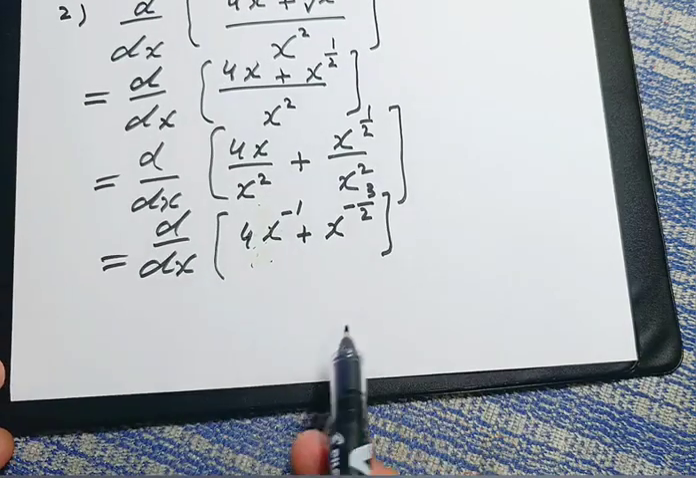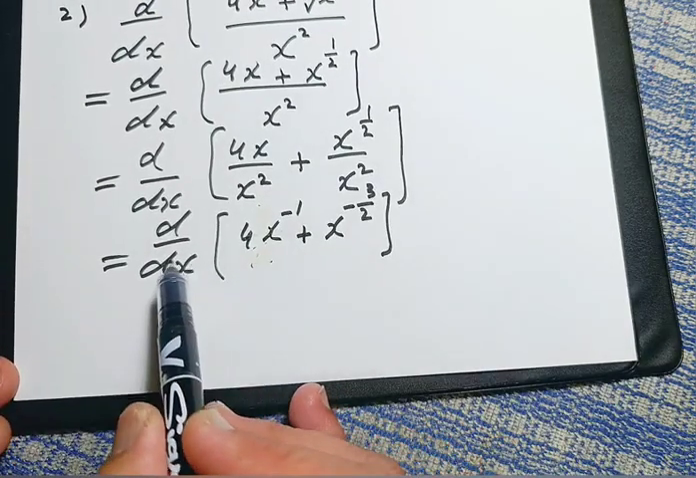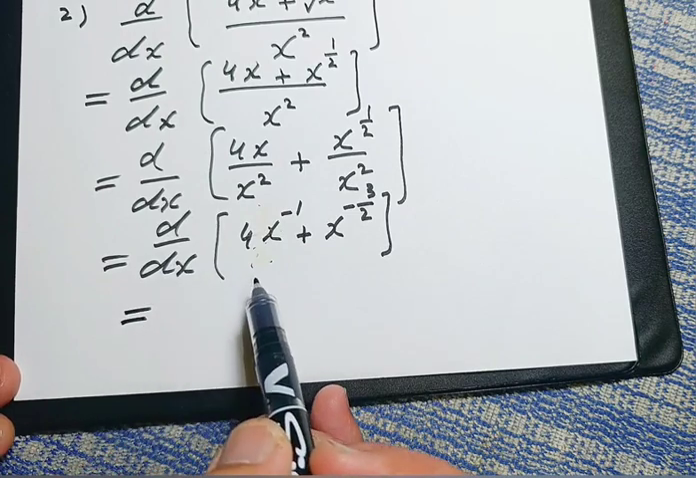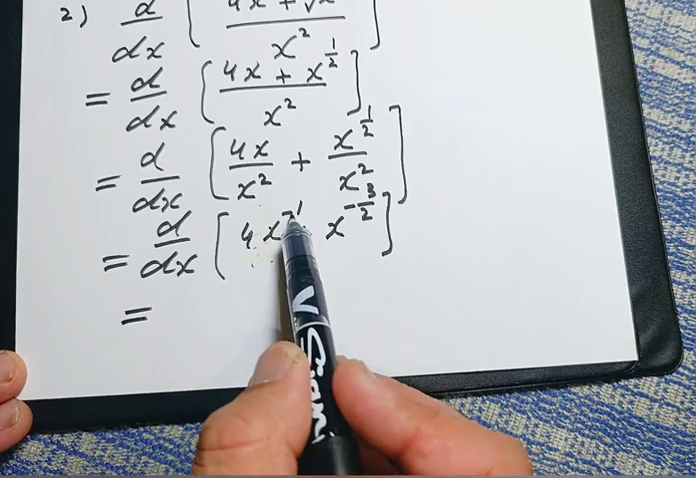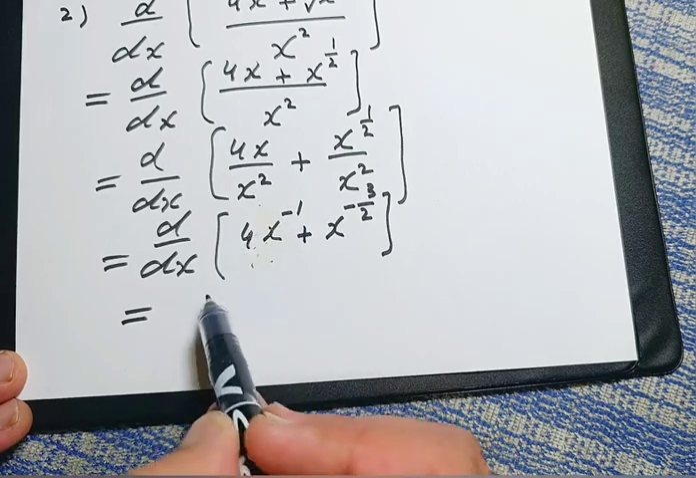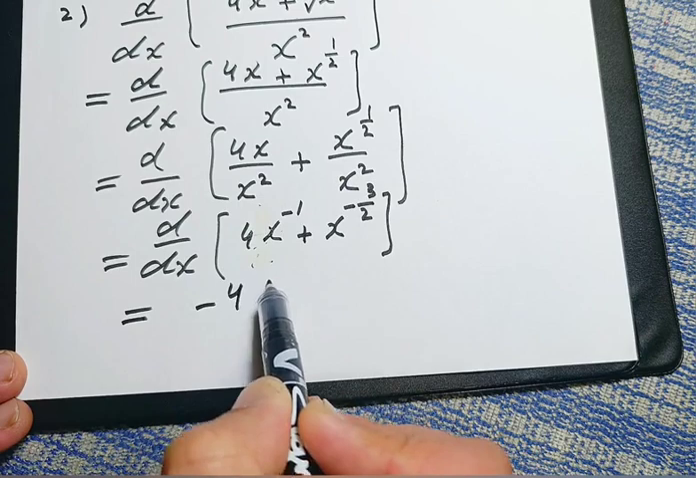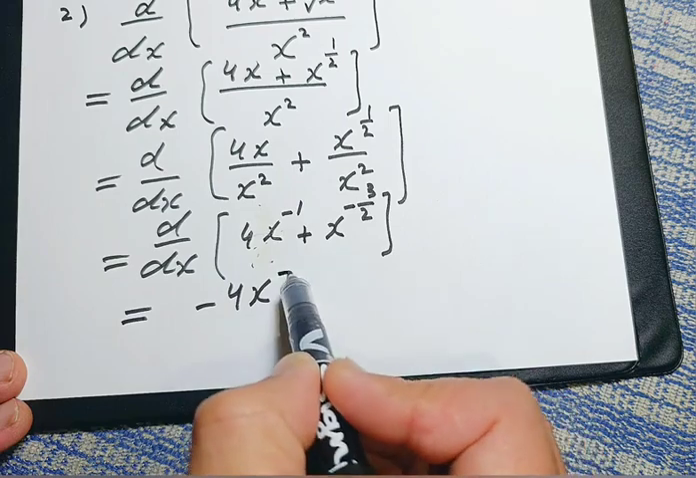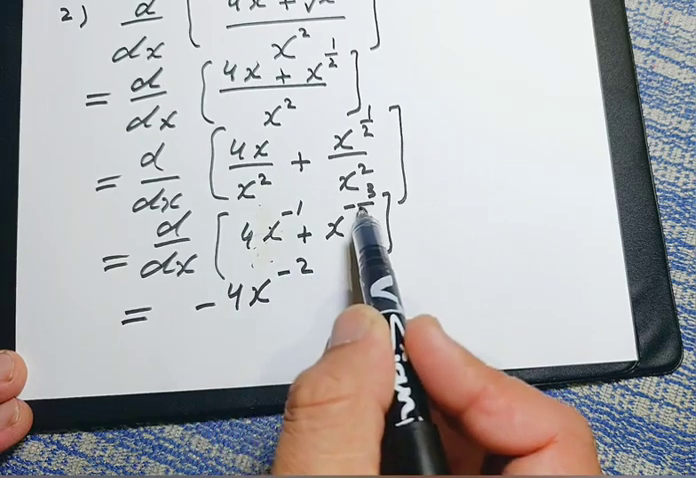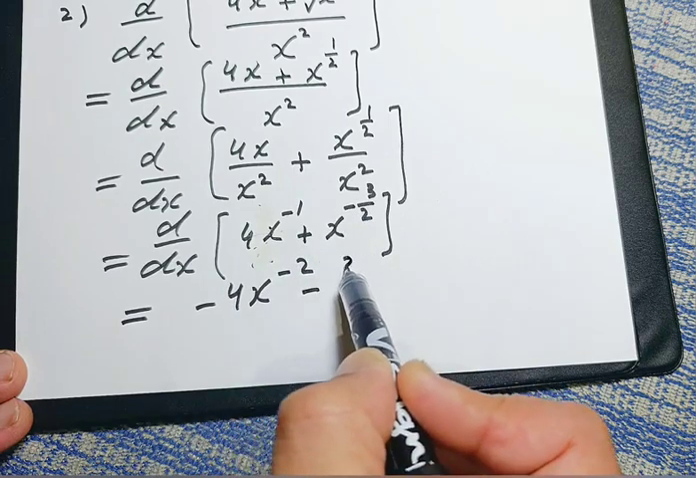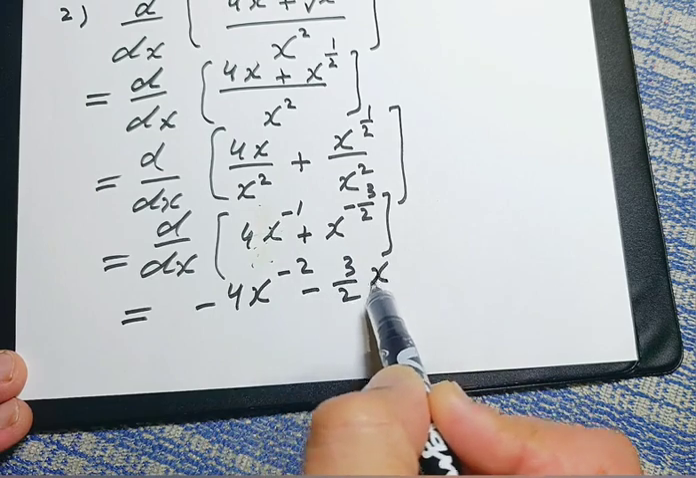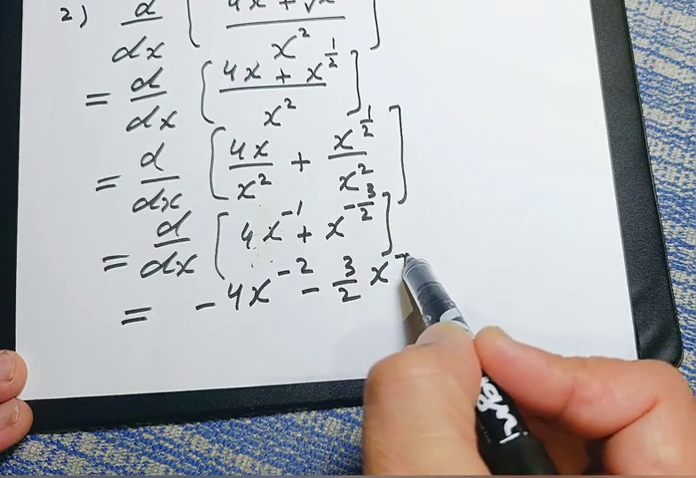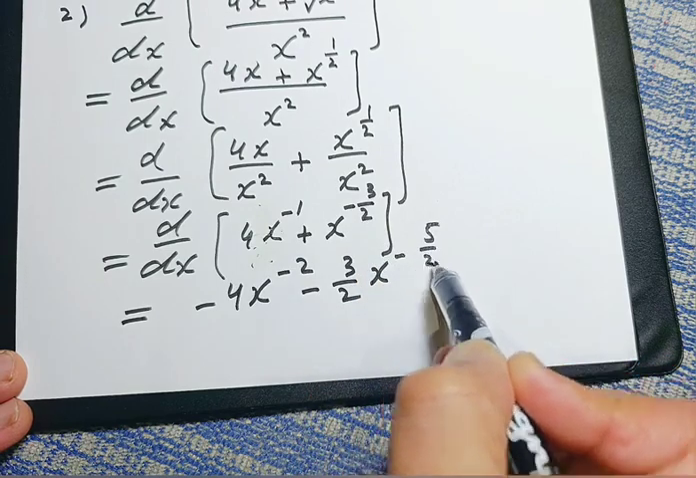Now I can apply the derivative. When I apply the derivative, then we don't need to write d over dx. So we're going to differentiate with respect to x. Negative 1 times 4 becomes negative 4, and x to the negative 1 minus 1 becomes negative 2. And now for this one, negative and positive is negative, 3 over 2, x to the negative 3 over 2 minus 1 becomes negative 5 over 2.